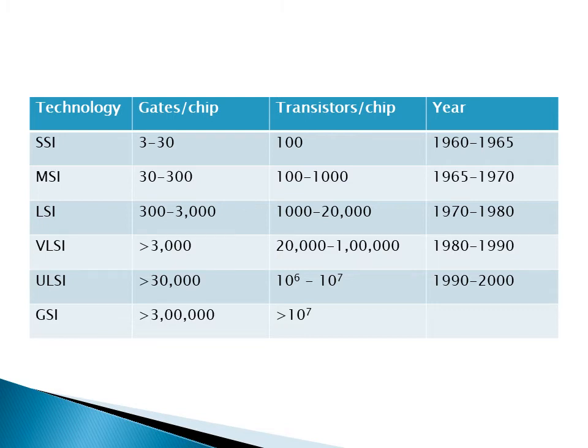Then what we have is giant scale integration. What we are using now has more than 3 lakh gates per chip and more than 10 power 7 transistors per chip. This is giant scale integration technology. This is what we are using in our 5G technology.